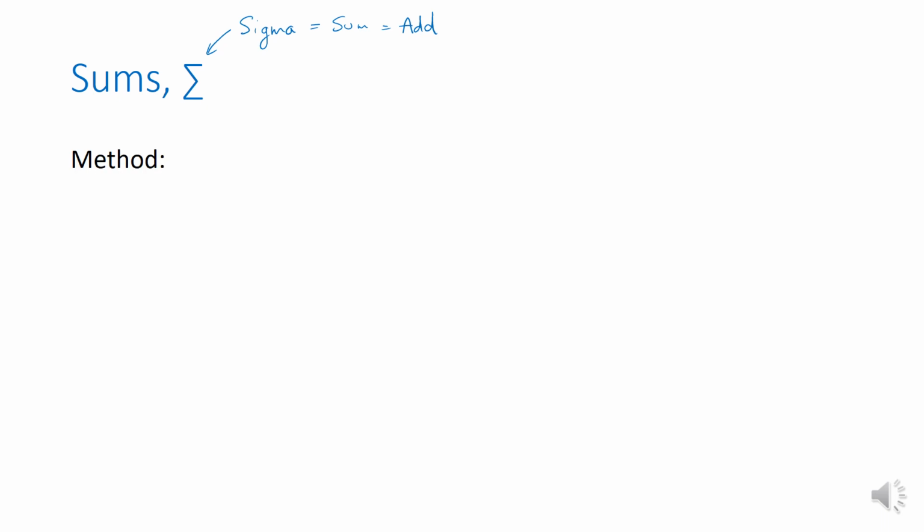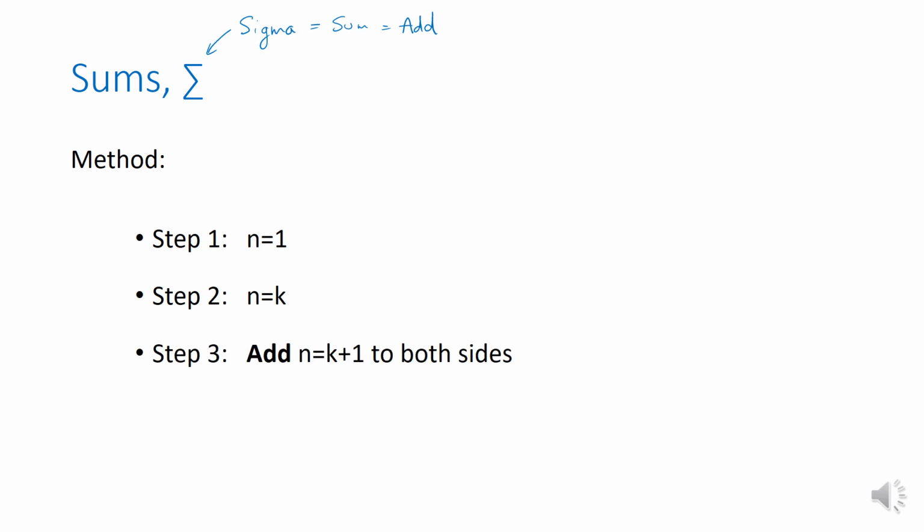And the method here will be, as always, start with your n equals 1, show that the statement is true for n equals 1, assume it is true for n equals k. Now you're going to add the n equals k plus 1 term to both sides. So you're keeping an equation true by adding the same thing to both sides. And let's see how that goes. But first we'll look at notation.